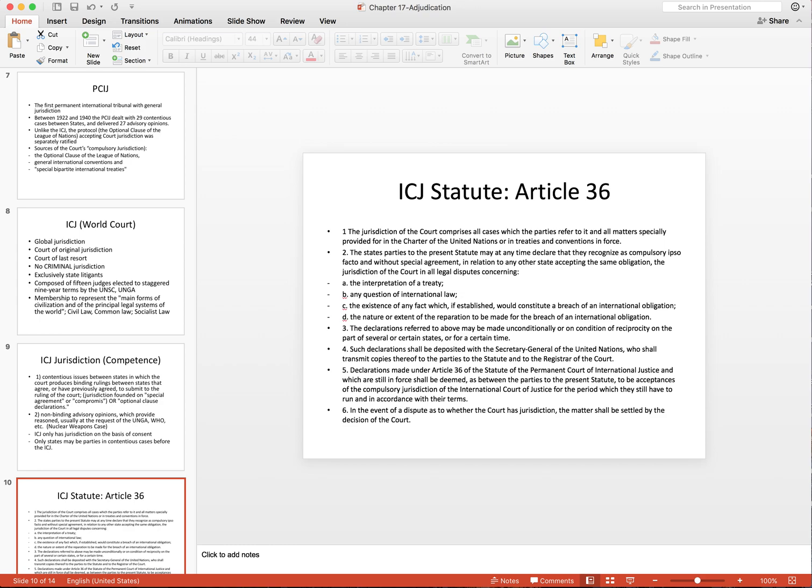And this clause is important because, as we're going to talk about later when we talk about the Connally reservation, sometimes states argue that they would only accept the compulsory competence and jurisdiction of the ICJ based on reciprocity and not unilaterally. So we'll talk about it later.